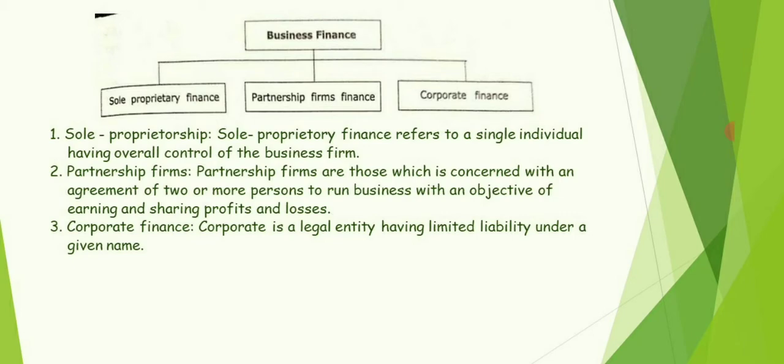And next come to the second one, partnership firms. Partnership firms are those which are concerned with an agreement of two or more persons to run a business with the objective of earning and sharing of profits and losses. Here the agreement is between two or more persons. They equally share their profits or losses. It may come into existence either as a result of the expansion of a sole trader business or by an agreement between two or more persons.